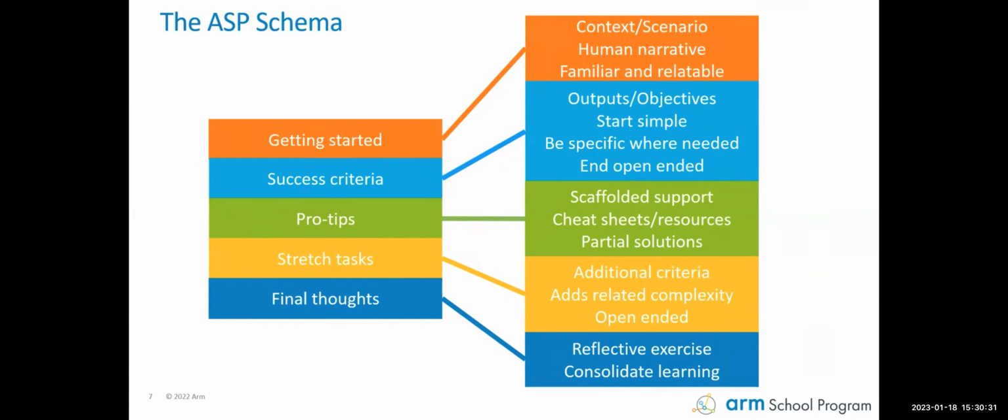Next bit is stretch tasks. So this is essentially additional success criteria, and this is there to stretch your more able learners. Most classes are mixed ability, and some students are going to get through the success criteria quicker than others, so it's really important to have some additional goals there that can make these tasks more complicated and also more open-ended to keep these learners on track, and they can just improve their product and make sure that it meets the success criteria more thoroughly without going off piste and doing something completely different.